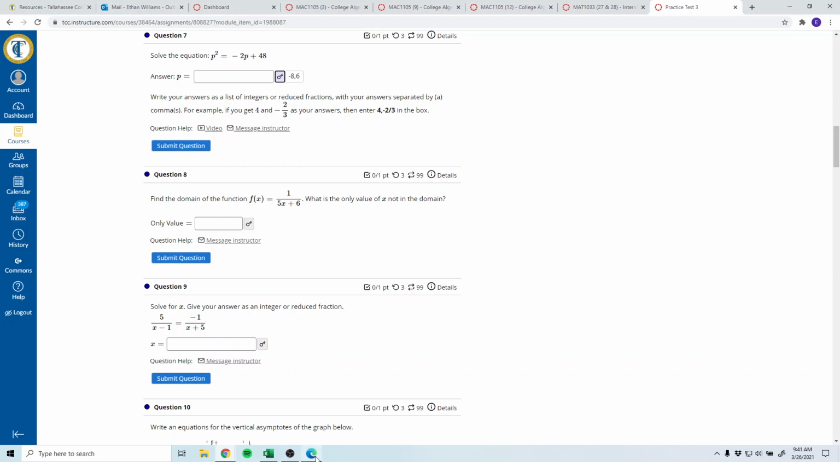Right, number 8. Number 8 here, we're trying to figure out the domain of a rational function, meaning the domain of a function with a fraction. It's asking what is the only value of x not in the domain. The thing you have to remember is the denominator cannot be 0.